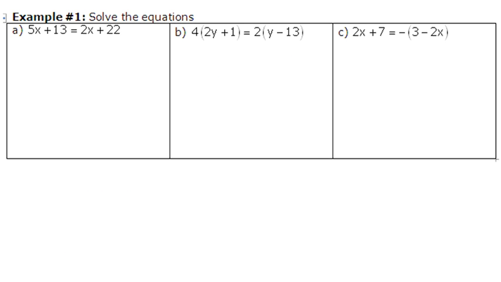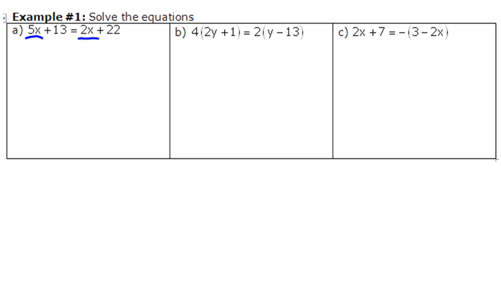If we look at example 1, part A, there's no distributive property to be done because we don't have any parentheses. We can't combine like terms because 5x plus 13, they're not alike. 2x plus 22, they're not alike. But what I do see is that I have variables on both sides. I have a 5x and I have a 2x. It really doesn't matter which variable you use, but I like to pick the smaller one because it's less likely that I'll have to deal with negatives.